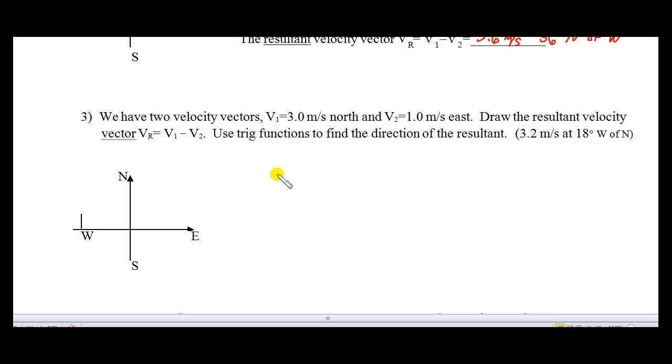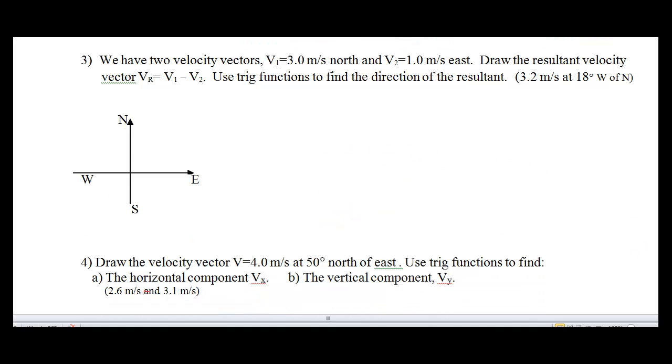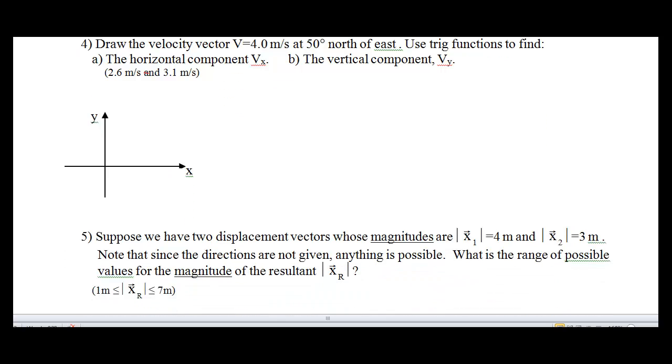Now that we know how to subtract vectors, here are some practice problems. Notice I've given you the answers in parentheses. So show all the work in your supplement. And if we scroll down a little bit, here's a couple more problems. Again, the answers are in parentheses.